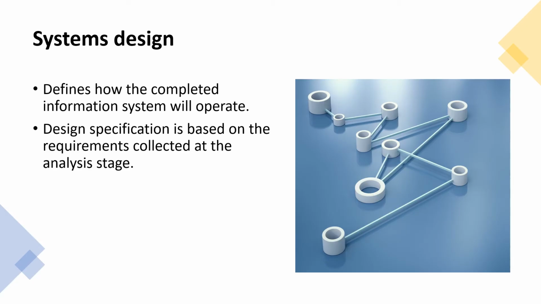System design defines how the completed information system will operate. Design specification is based on the requirements collected at the analysis stage. So design takes the requirements from the analysis stage and then produces designs. So it is the application of methods for the purpose of defining the data inputs, the output, the user interaction for the user interface.